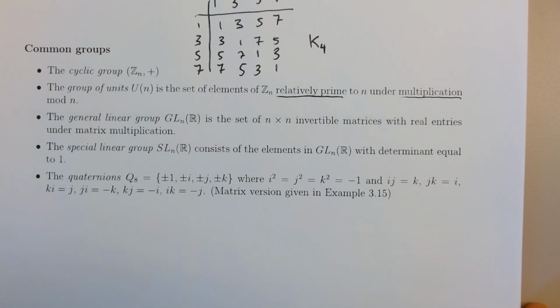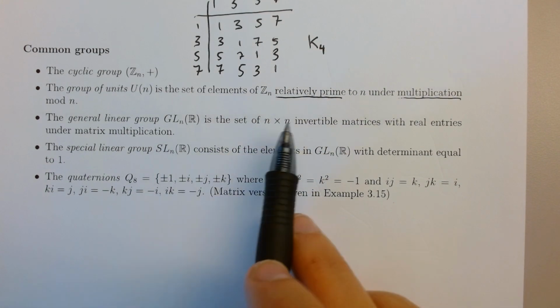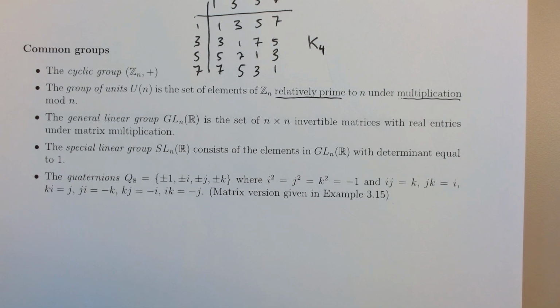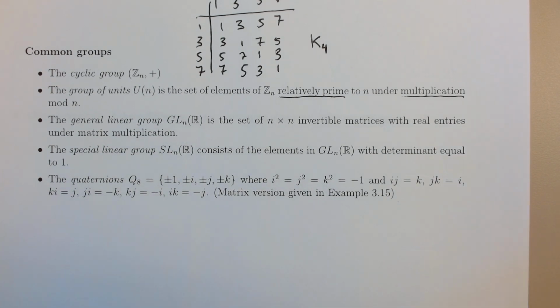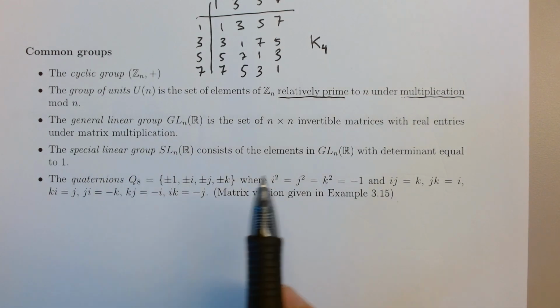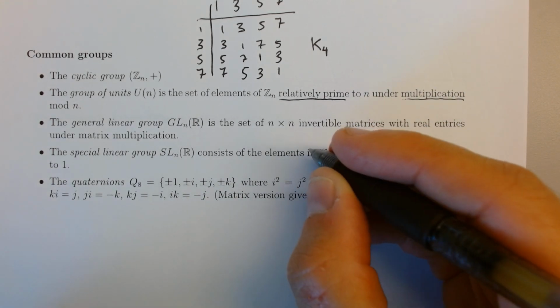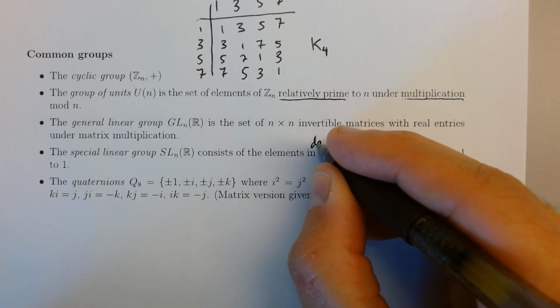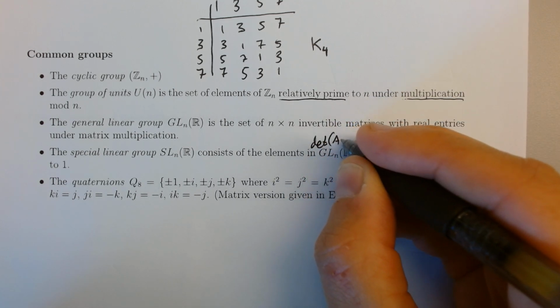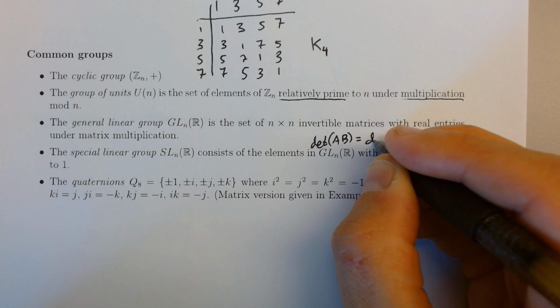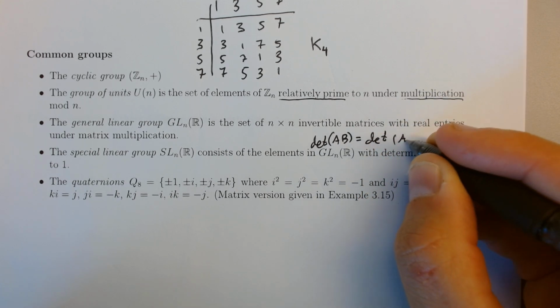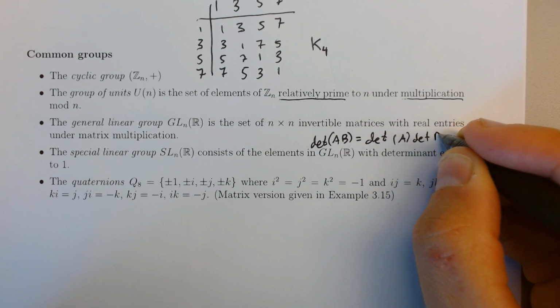Other examples with matrices: if you take all the n by n matrices that are invertible, you get a group. And the special linear group are elements of the general linear group where the determinant is equal to 1. And that's because of the fact, if you remember some linear algebra, the determinant of a product of two matrices is the product of their determinants. We'll actually prove that for 2 by 2s in a little bit.